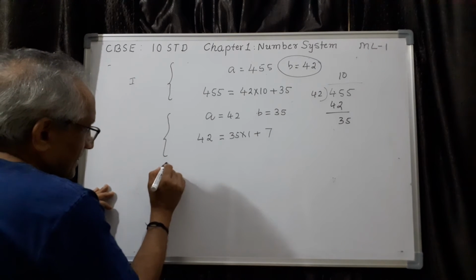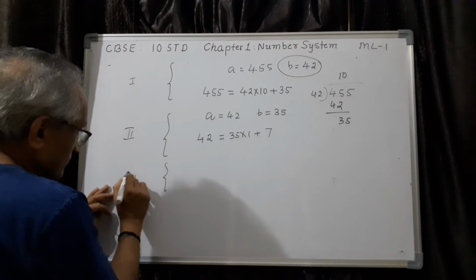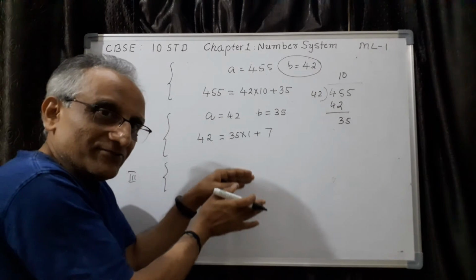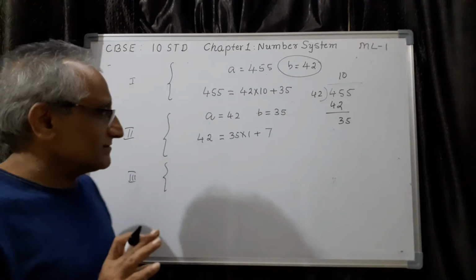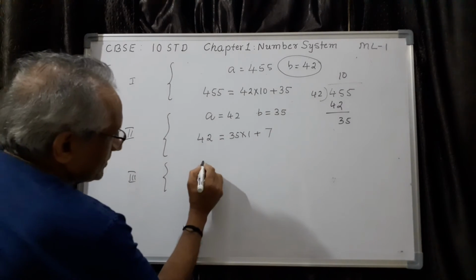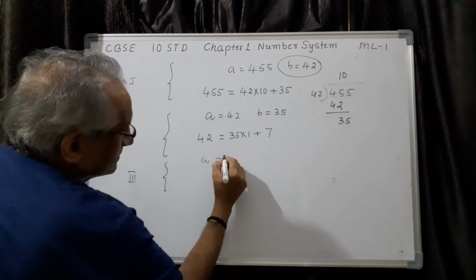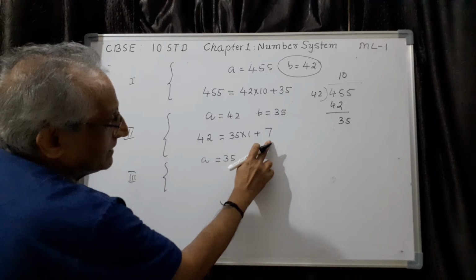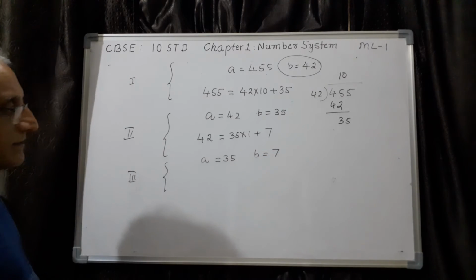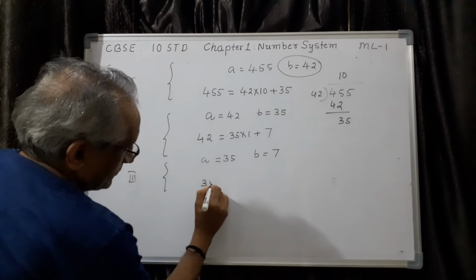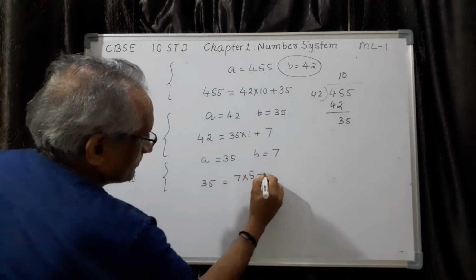Then in the next step, you have to proceed further till you get the remainder 0. That is the last stage. So here I have to take A equal to this, every time this B becomes A, so 35, and the remainder becomes B, so this is 7. Now 35 equal to 7 into 5 plus 0.